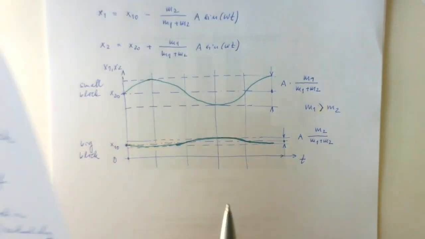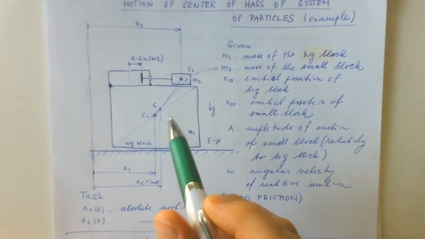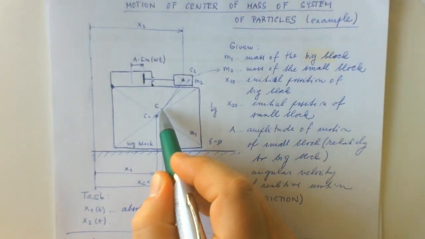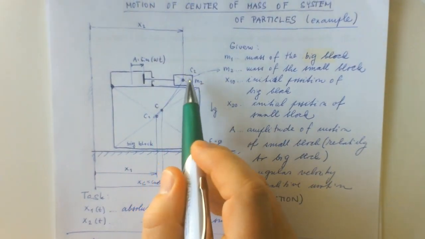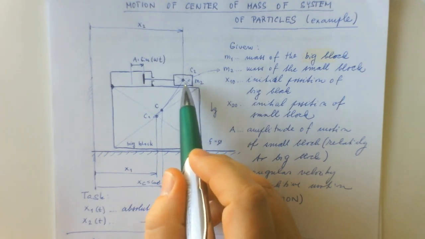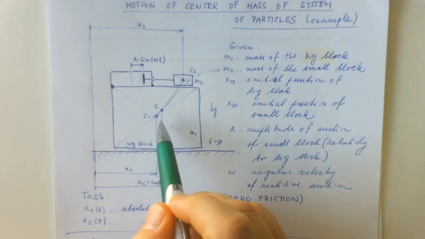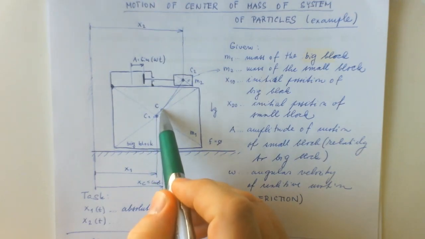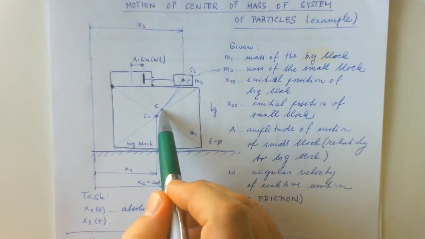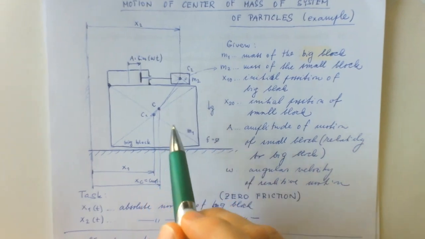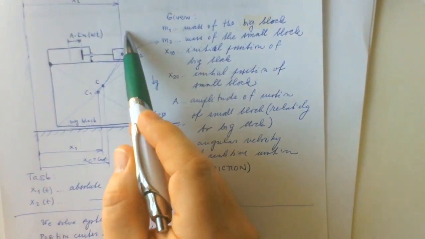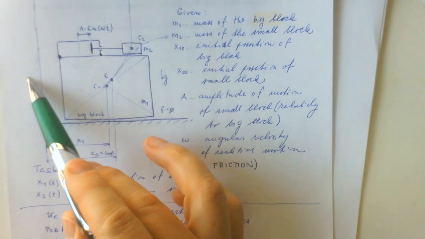So this law keeps the center of mass of the system. The system is made by m2 and m1, so it is constant. It doesn't move because there is no external force.